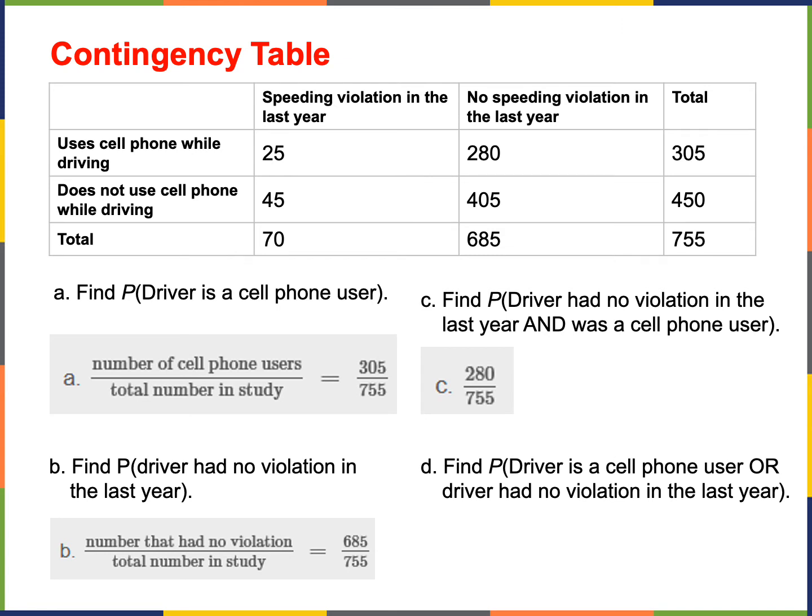Okay, so what about the or? Find the probability that the driver is a cell phone user, or that the driver had no violation in the last year. This is the row that represents cell phone usage, and this is the row that represents non-tickets. So let's look at that. Do you remember the addition rule?